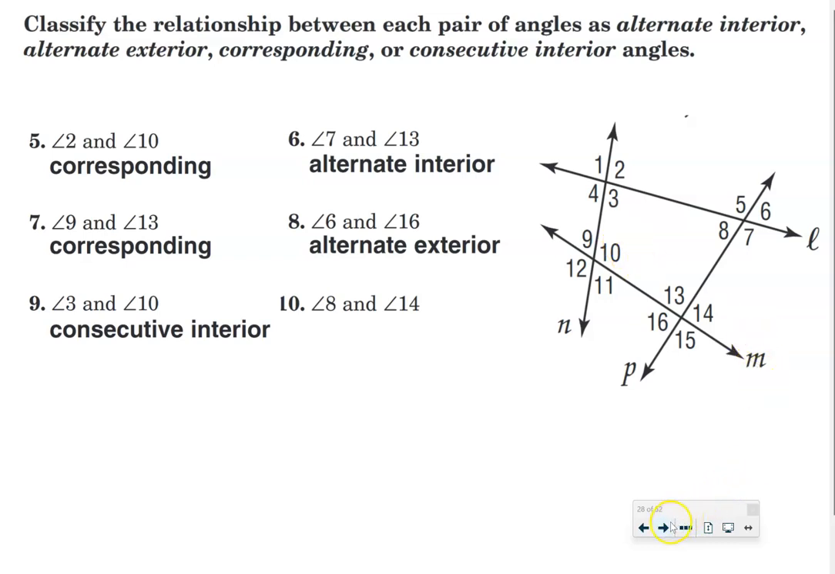All right, last one here. 8 and 14. Okay, and that's another alternate interior.